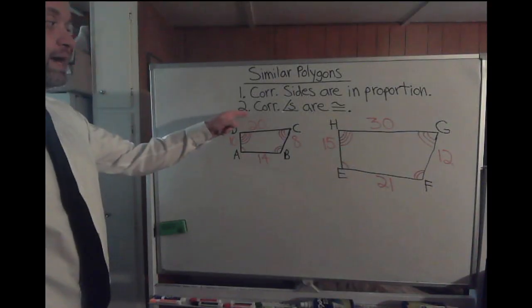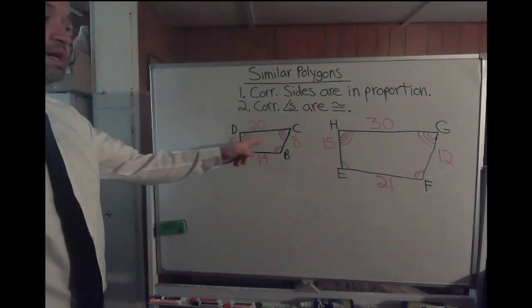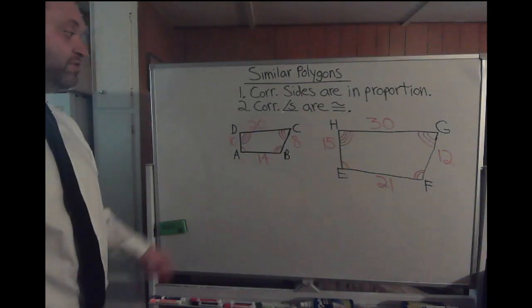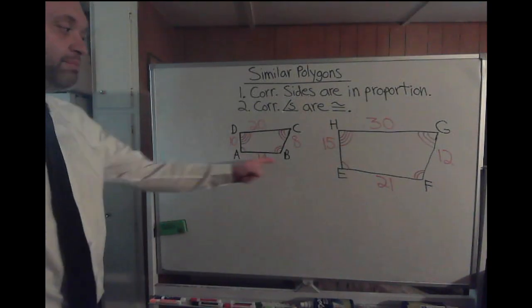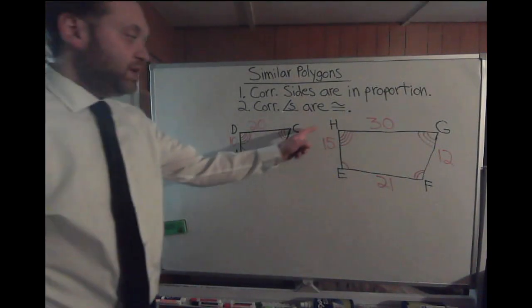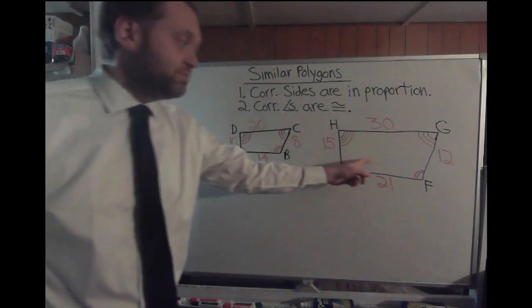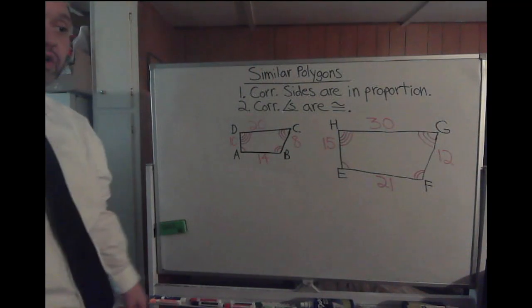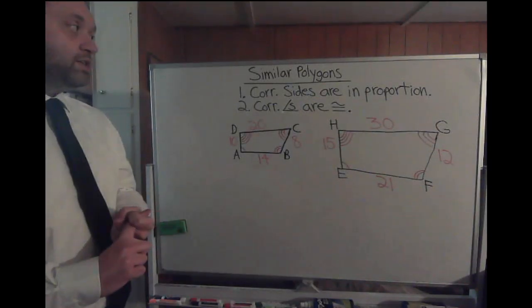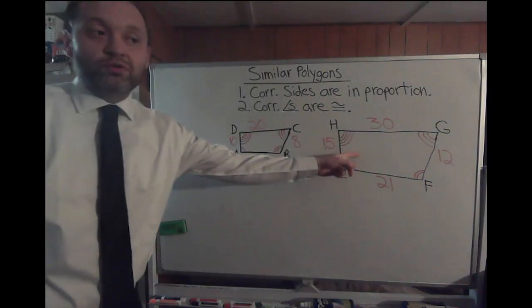I'm actually going to work backwards. For one, the corresponding angles are congruent. If we look at quadrilateral DABC and quadrilateral HEFG, you can see that corresponding angles between the two quadrilaterals are congruent. So one criterion for these two quadrilaterals to be similar is met.